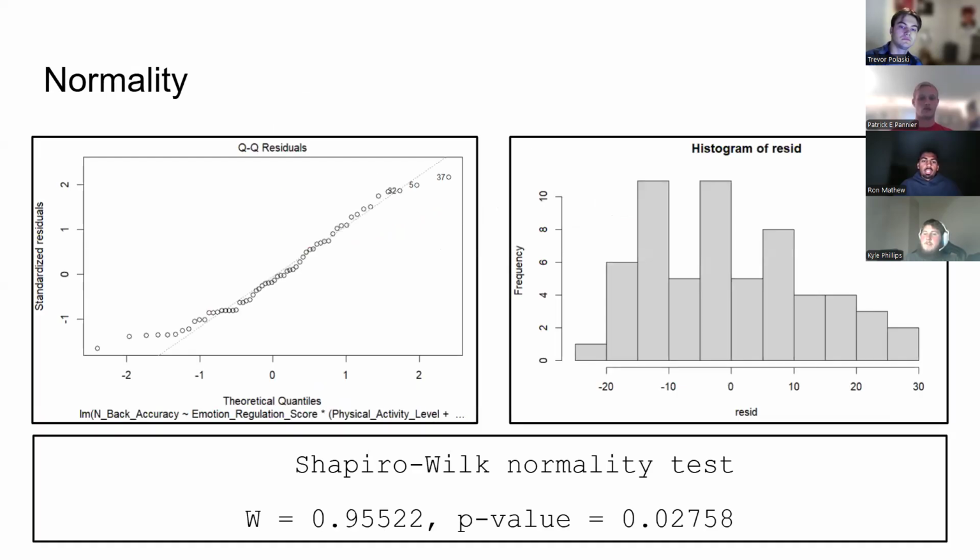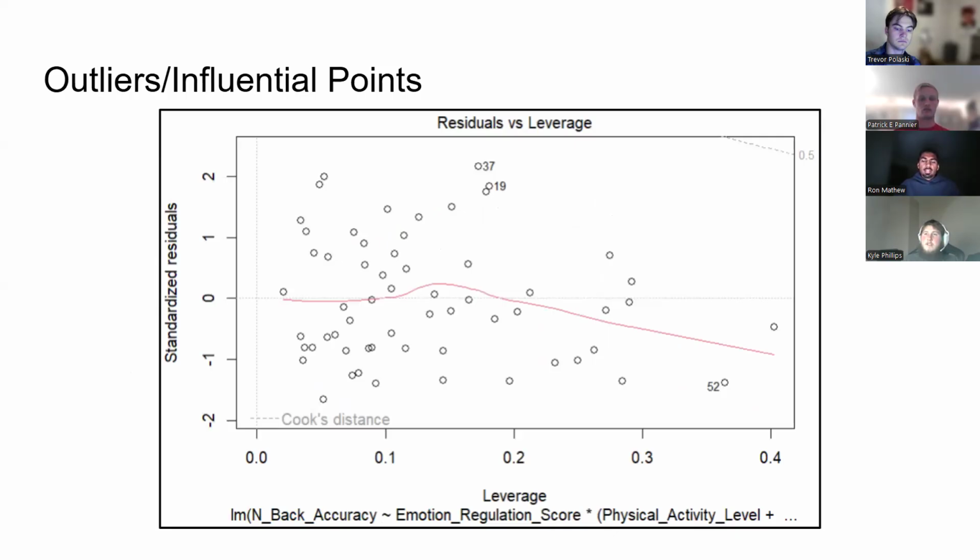For the normality, we can see that the QQ residuals plot appears to reside along the line for the middle and main part of the data, but the tails tend to deviate further, and this is present in the histogram as it appears to be skewed right, and the Shapiro-Wilk test proves this with a 0.002758 p-value indicating that the normality of errors is not upheld. For outliers and influential points, the residuals versus leverage plot shows no points outside the range of 0.5 Cook's distance, indicating that there are no outliers or high leverage points for this model.